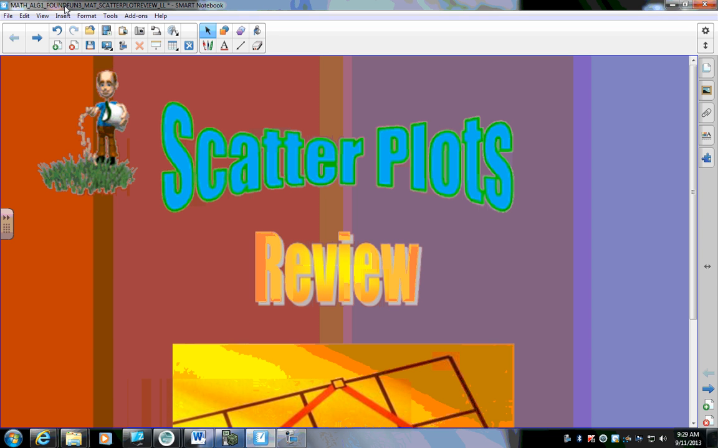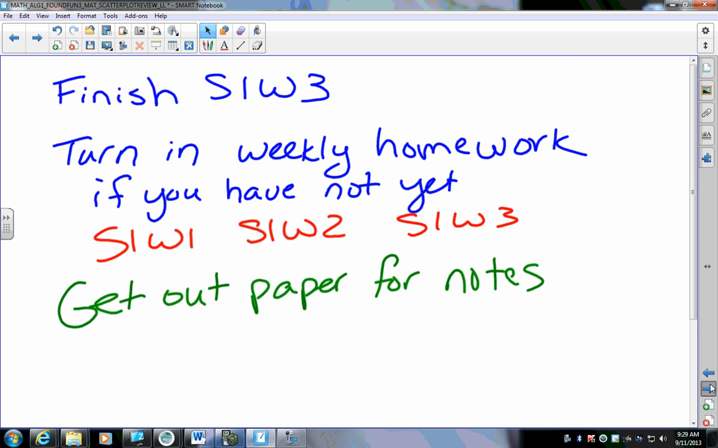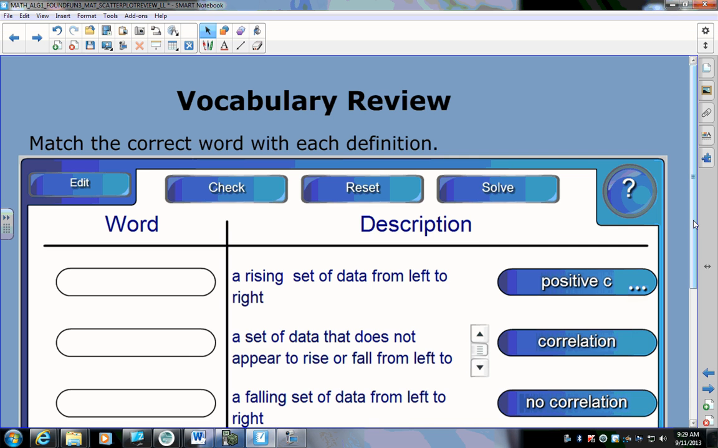Okay, we're going to start off by reviewing scatter plots. What does the word scatter mean? All over the place. And if I say we're plotting something, we're making a what? We're making points on a graph. So scatter means this is going to be a graph with points all over the place.